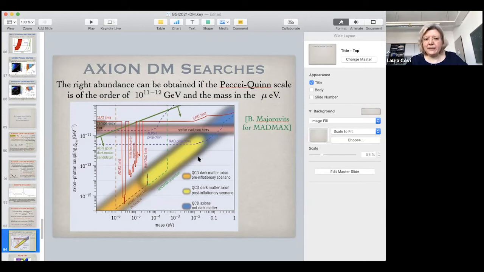But of course, to be the dark matter, you need a particular range, and these ranges are highlighted here. So here you have the pre-inflationary scenario, which was scenario 1, and the post-inflationary scenario. Here it's very generously plotted because you have 3 orders of magnitude. I would probably keep it a little bit smaller, but nevertheless, you see that you have a range of masses and a range of FA which will give you the right dark matter abundance. We will get to the experiments in a second, but you see that there are also some experimental results here.